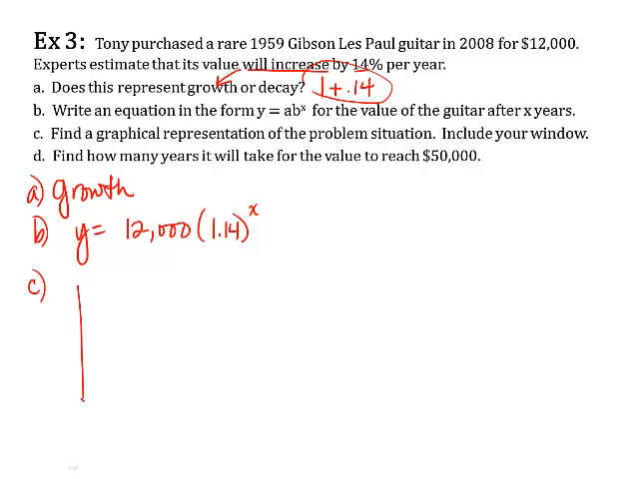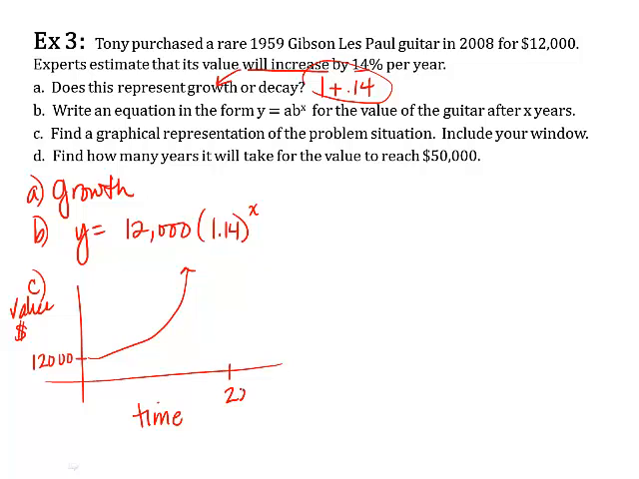C is our graph. We know it starts at $12,000 and we know it's going to grow. So it's going to make a curve this way. And this is time and this is value. Make sure that you label your axes very clearly. So we're guessing in years here, I don't know, 20 years.